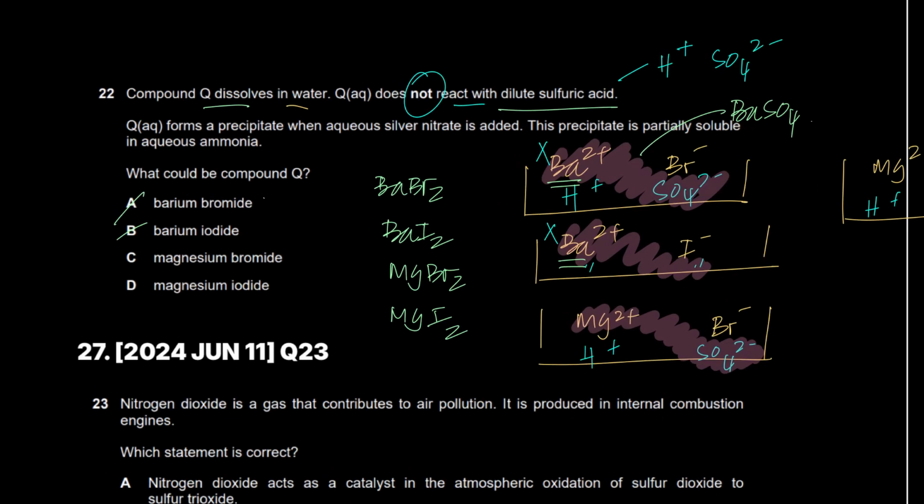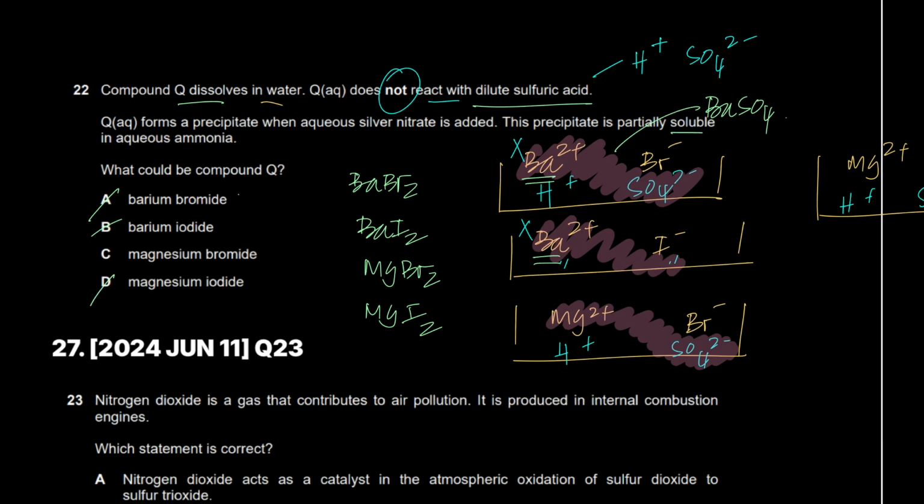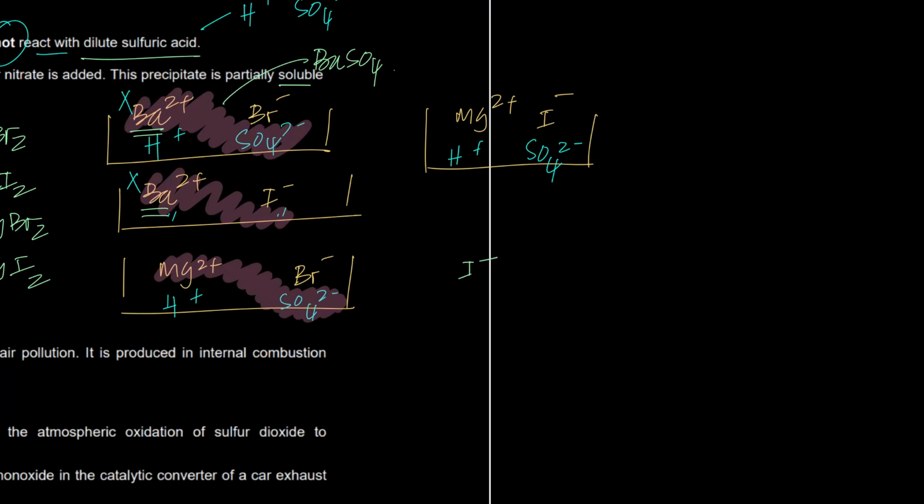Now, Q aqueous forms a precipitate when aqueous silver nitrate is added. This precipitate is partially soluble, so it can't be iodide, because for the iodide ion the precipitate must be insoluble in both concentrated and dilute aqueous ammonia. If it's the bromide ion, it's insoluble in dilute aqueous ammonia and soluble in concentrated. And if it's chloride, it's soluble in both cases.